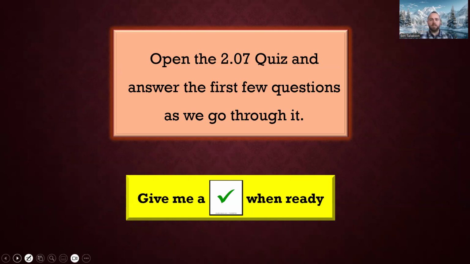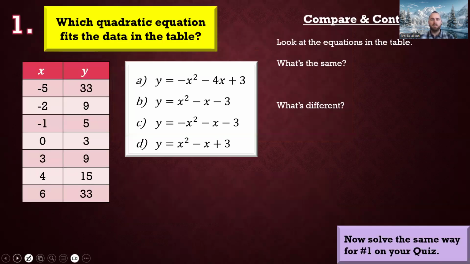Now, we're going to look at the 2.07 quiz together because this is done in such a way where we're going step by step through a tool, which will be the Desmos Graphing Calculator. So go ahead and open that up. And when you're ready, let's get started with number 1.